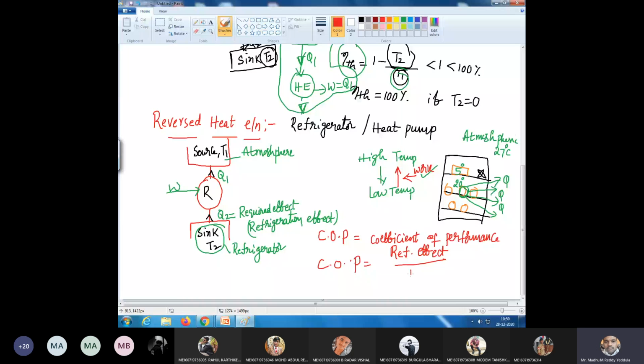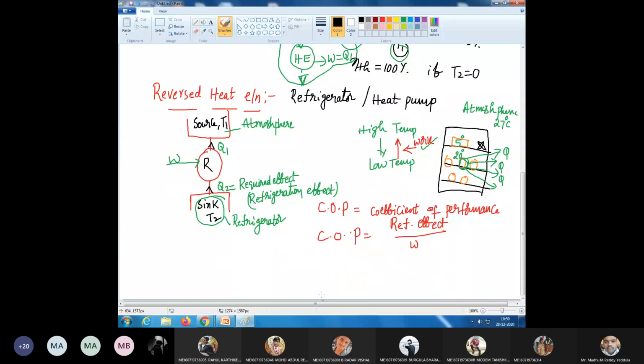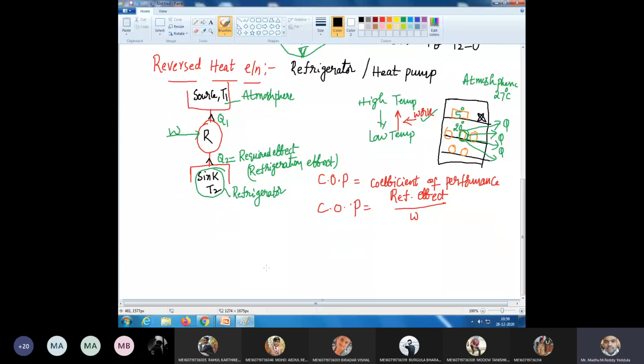Now if you write the energy balance equation for the refrigerator, W is going inside and Q2 is also going inside and Q1 is coming out. Therefore, work is equal to Q1 minus Q2.